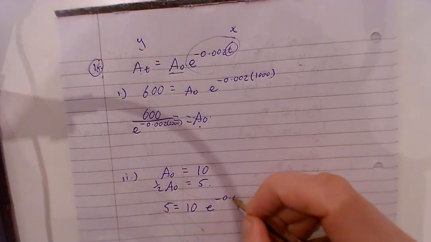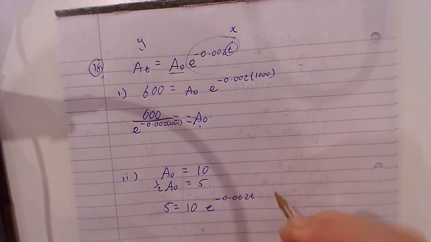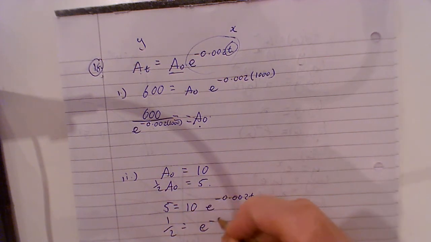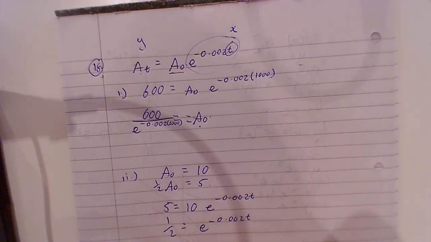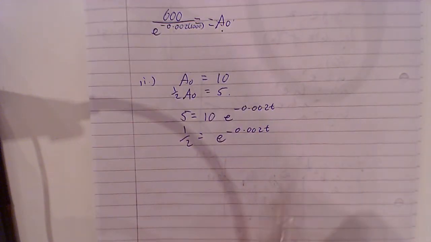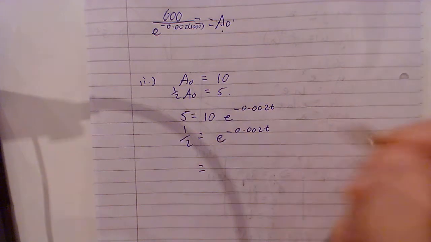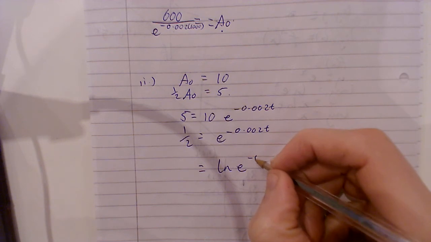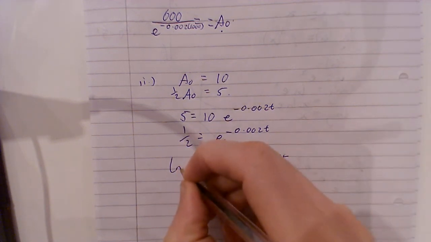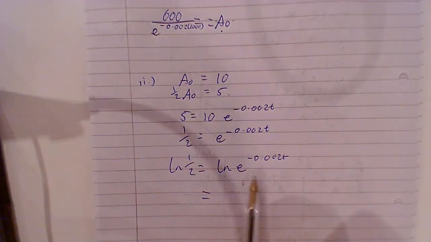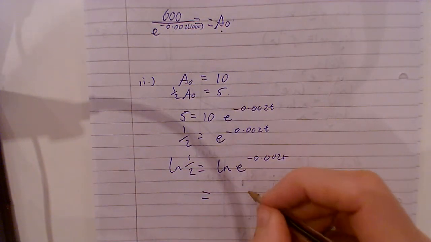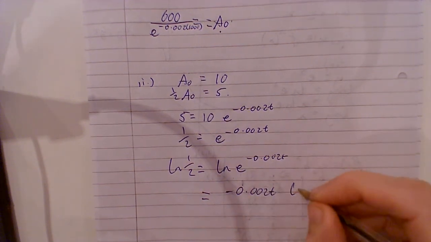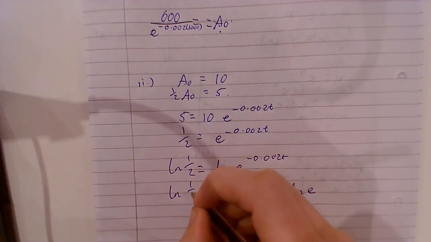Now we've got e to the minus 0.02t. I'm left with this. The 10 divides, that's a half, equals e to the minus 0.02t. I want to find out what t is. Now this is back to algebra, the algebra part of logs. I want to get this down. I take ln of both sides. The great thing about ln e is it's just going to disappear. So minus 0.02t is ln a half, since ln e is 1.